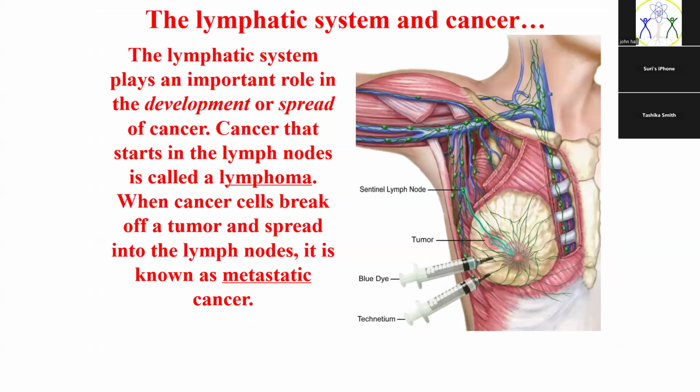Now, it also mentions here that the lymphatic system plays an important role in the development and spread of cancer. Cancer that starts in the lymph nodes is called a lymphoma. When cancer cells break off a tumor and spread into the lymph nodes, it is known as a metastatic cancer. Here's the thing.